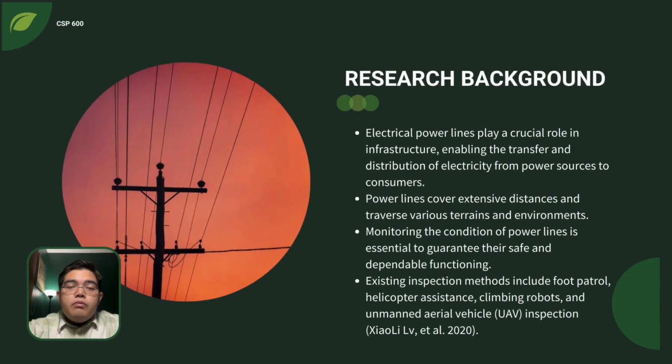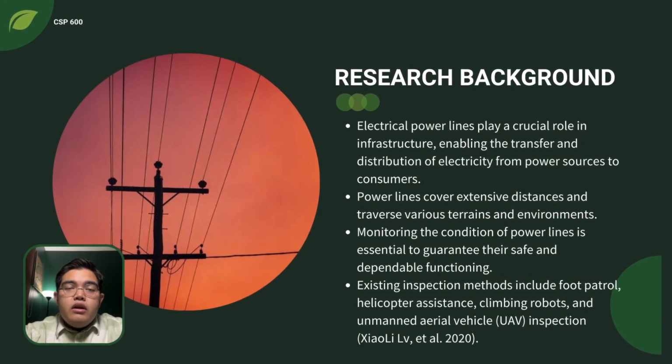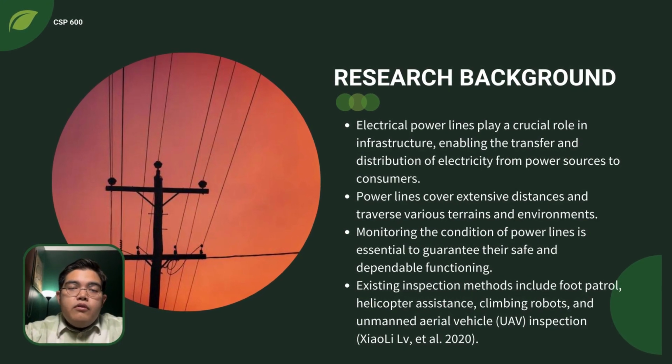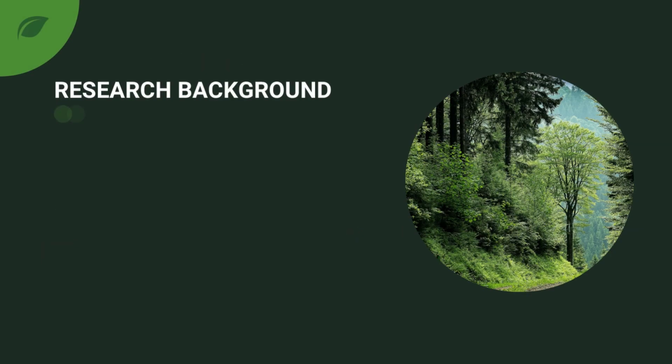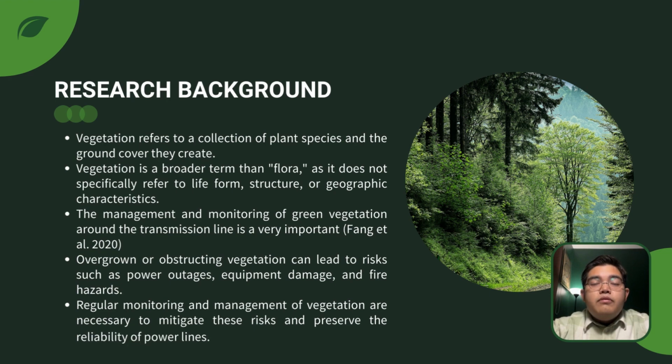Let's dive into the first part of the introduction, which is background study. Power line plays a big role in modern infrastructure in which it will distribute the electricity from the source to the end consumer. This infrastructure travels various kinds of terrain and environment. Therefore, an intensive monitoring is needed to ensure the reliability of the power lines. However, vegetation is a term that refers to the collection of flora and the coverage that they create. Managing vegetation is crucial to mitigate the risks that could happen, such as power outages and fire hazard, and ensure a reliable service of electricity.